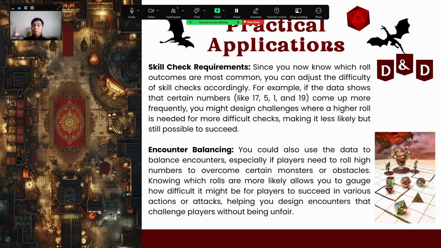Since there are numbers more likely to be rolled by the players, you can set the level so that it feels fair for the players, but also not too hard for them to reach those goals. It adds a layer of strategy and much more depth overall. Next slide, please.